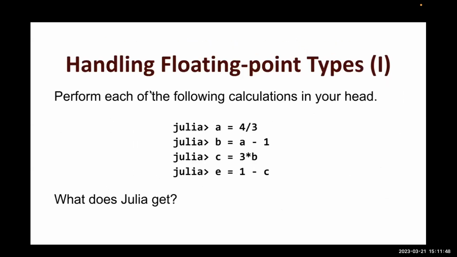And handling floating point is tricky. I have one example here that I've been using for all my short courses on programming languages, and this is a very simple example. If you look at it directly, just doing the math in your head, A is 4 over 3, and B, as you can see, if we subtract 1 from A, you get B is 1/3. Now C is 3 times 1/3. That should be 1. And finally, E is what? It's 1 minus C. It should be 0. Now, what will you get in Julia?